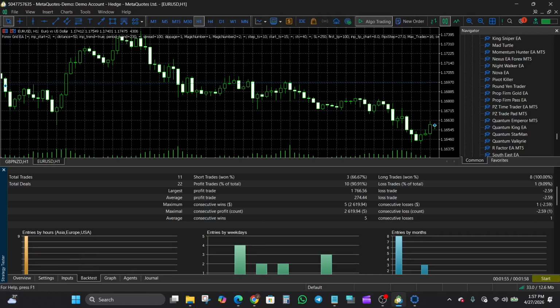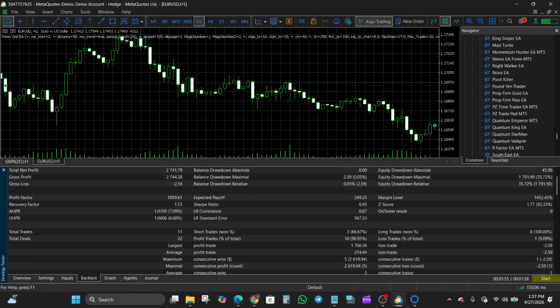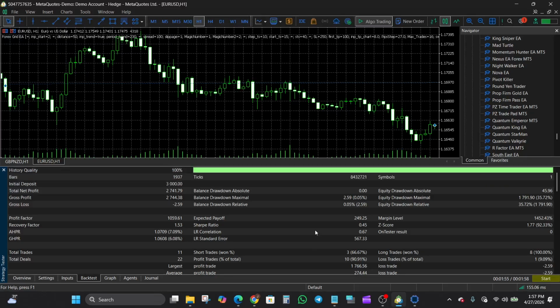So remember that these are historical backtest results and they are not a guarantee of future performance. What we are seeing here is how the EA would have behaved under these specific conditions: same pair, same settings, same time period. Performance can vary significantly depending on your lot size, your risk settings, broker conditions like spread and execution, and of course, changing market behavior.